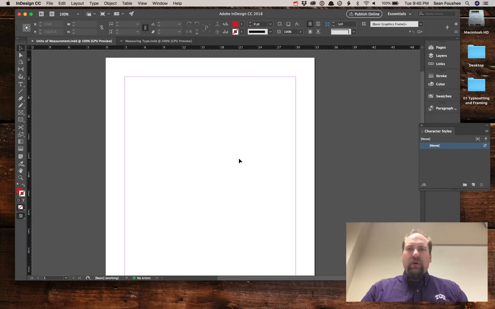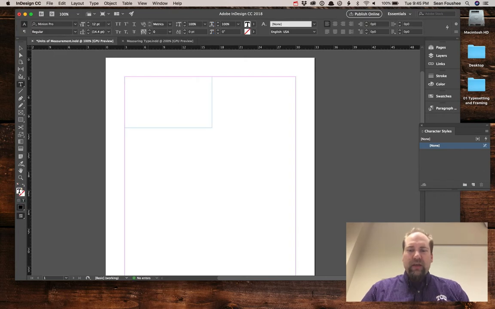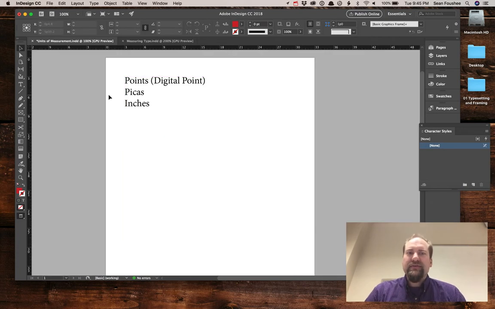And what we're going to use are 3 different units of measurement. And the 3 units of measurement, and I'm just going to write here so everyone can see, we have points, or what we call a digital point. We have picas, and of course inches. Let me make that a little bit bigger so everyone can see it here. So points, picas, and inches. Now, these make up the 3 main units of measurement that we're going to be using in this particular class. And these are ordered from smallest to largest. Points being the smallest, inches being the largest.